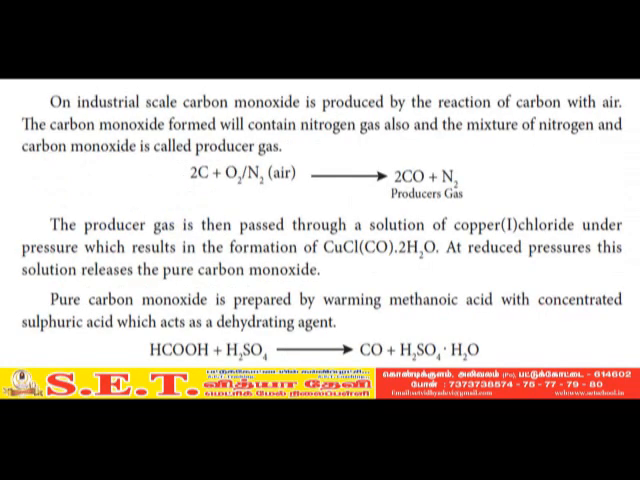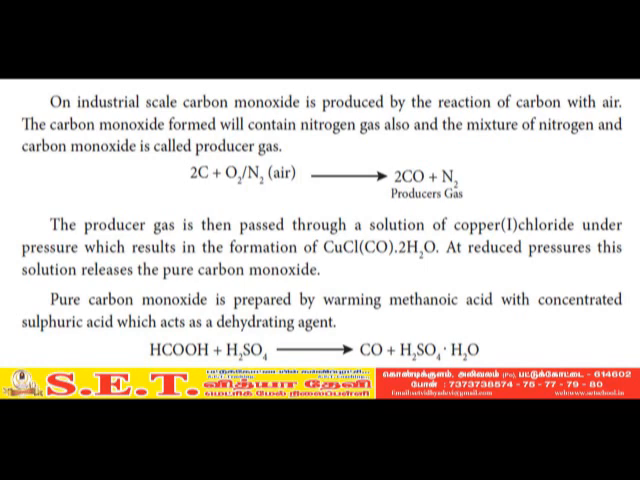Industrially, carbon monoxide is prepared by the reaction of carbon with air, giving carbon monoxide and nitrogen. The carbon monoxide with nitrogen is called producer gas. If a question is asked what is called producer gas, you can answer: the mixture of carbon monoxide and nitrogen is called producer gas.